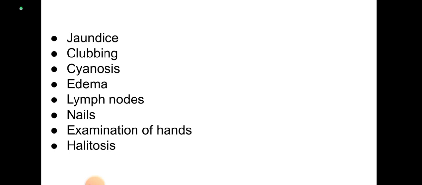Then we examine for lymph nodes: size, number, texture, tenderness, mobility, and any sign of inflammation over the nodes. Then we look for nails and do examination of hands.